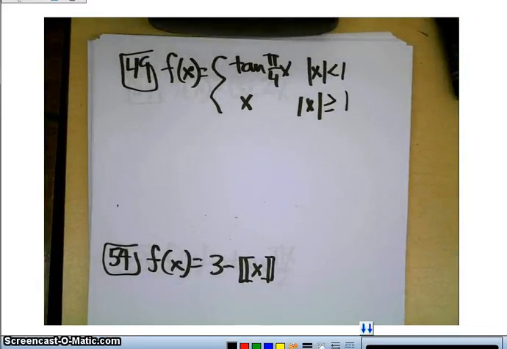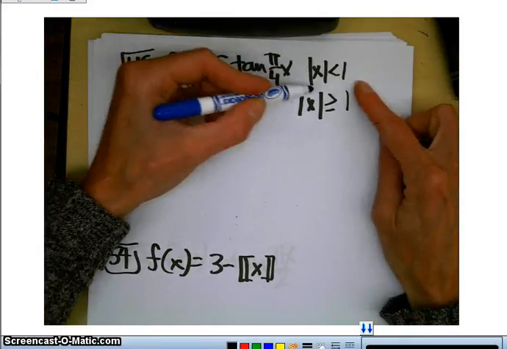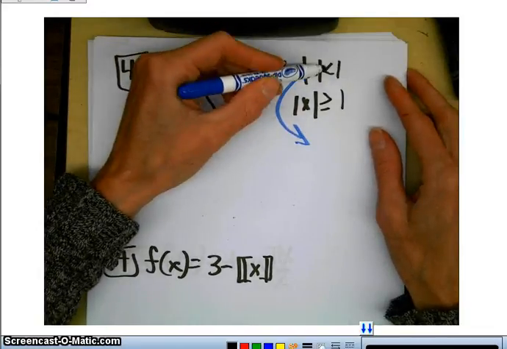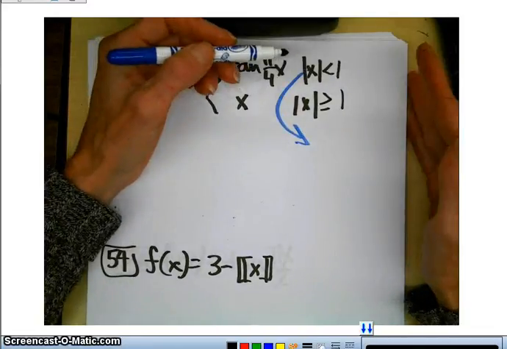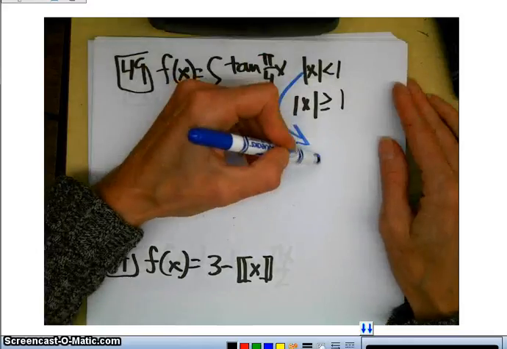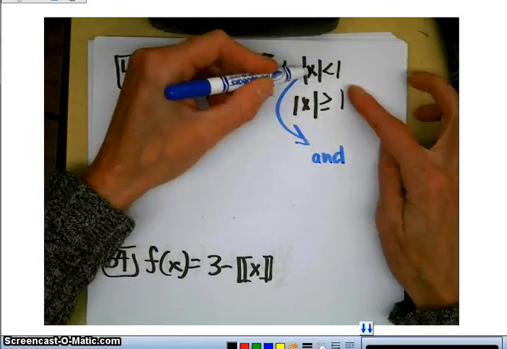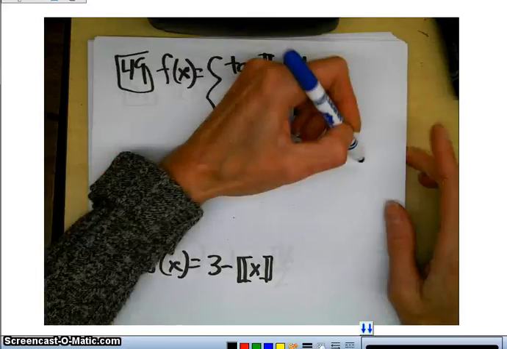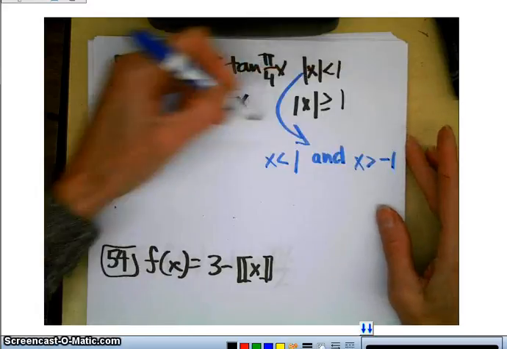All right, so number 49. What does this mean? The absolute value of x is less than 1. All right, so what does this mean? This is saying where the absolute value of x is less than 1. I don't know if you remember absolute value inequalities. Less than means this would be where x is less than 1 and x is greater than -1. So that's what this means.